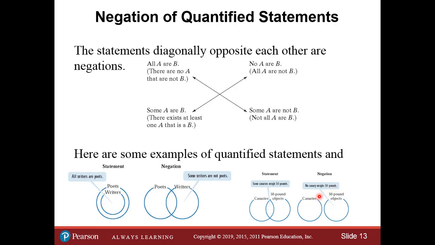And then the negation of that would be no canary weighs 50 pounds, which we would represent as two disjoint circles. So there's no overlap, which means that if you're a canary, there's no overlap with the objects that weigh 50 pounds. So no canary weighs 50 pounds would be represented by this diagram.